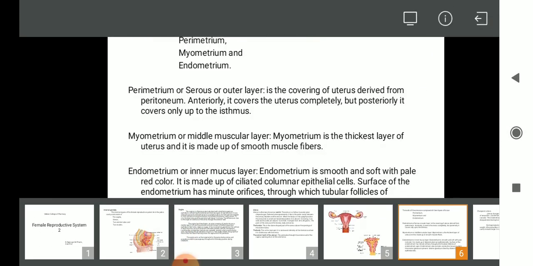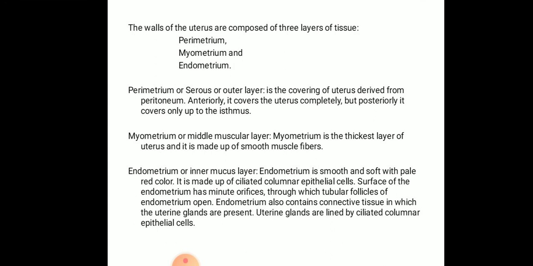Next, the wall of the uterus is composed of three layers: perimetrium, myometrium, and endometrium. The perimetrium, or serous outer layer, is the covering of the uterus derived from the peritoneum, that is, from the abdomen region. Anteriorly it covers the uterus completely, but posteriorly it covers only up to the isthmus region. The myometrium, or middle muscular layer, is the thickest layer of the uterus and is made up of smooth muscle fibers. The endometrium, or inner mucous layer, is smooth and soft with a pale red color. It is made up of ciliated columnar epithelial cells.